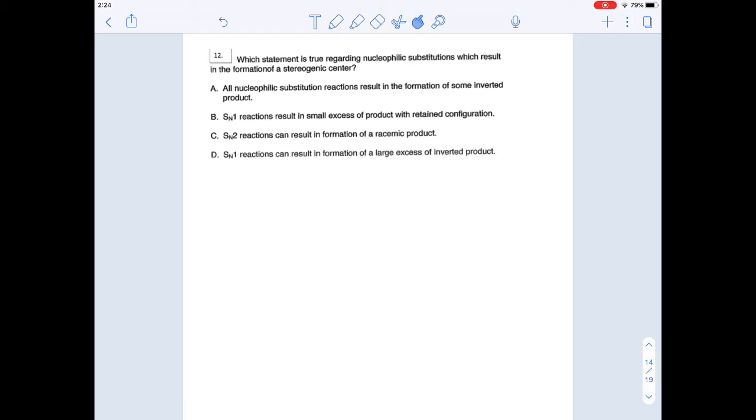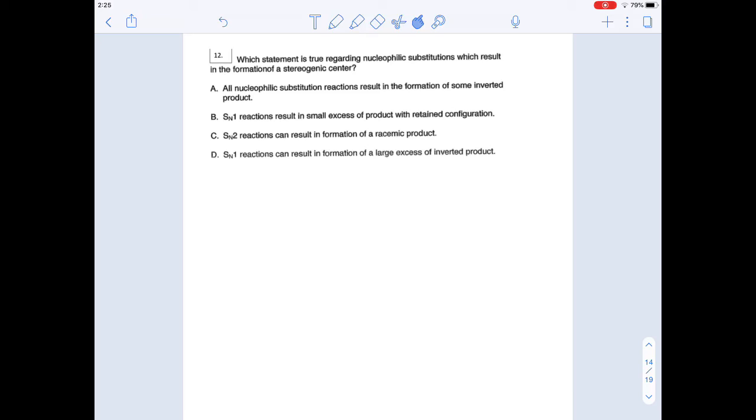B, SN1 reactions result in small excess of a product with retained configuration. This is not true because SN1 reactions give you a racemic product, which means it's half-half. So you're not going to have an excess. It's going to be exactly 50-50. Letter C says SN2 reactions can result in the formation of a racemic product. This is completely not true because since SN2 is a one-step reaction, you're going to get the full inverted product because of the backside attack.